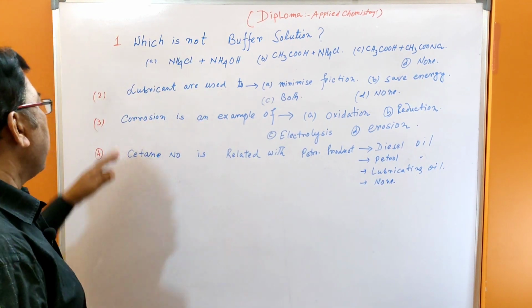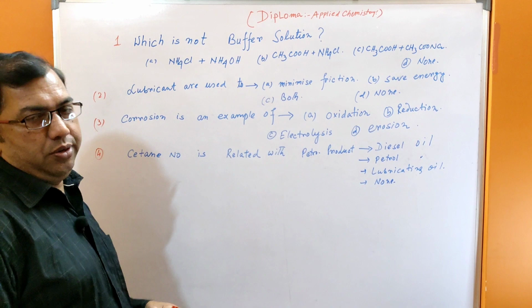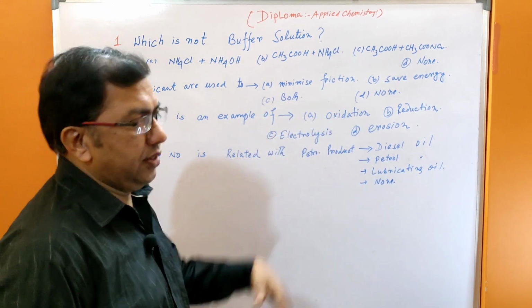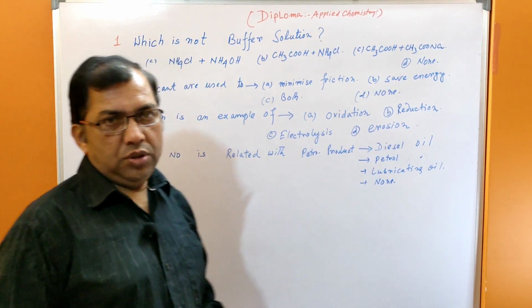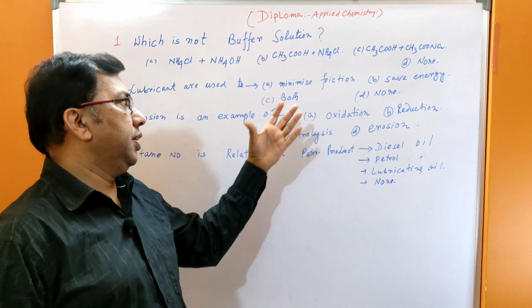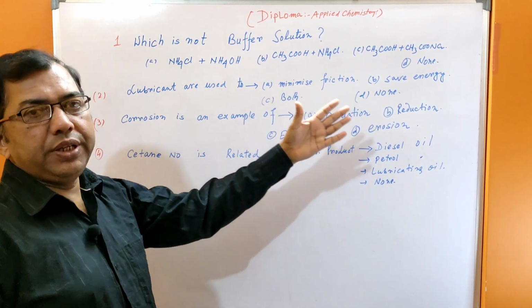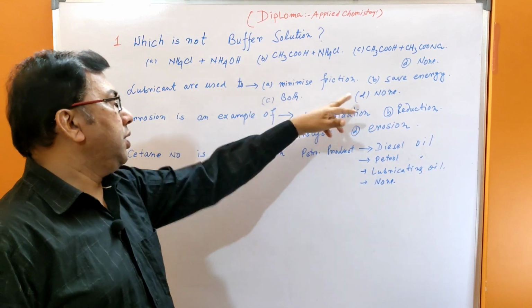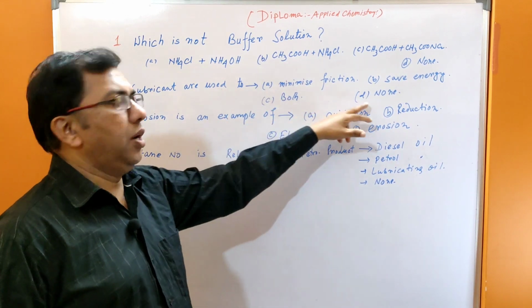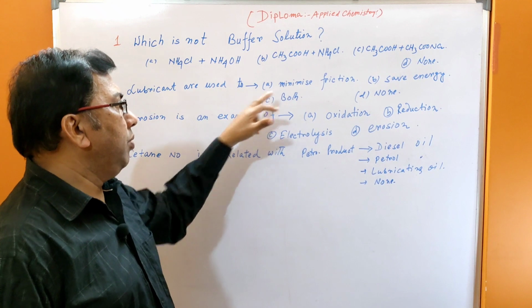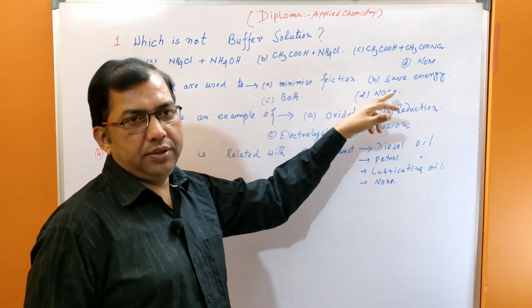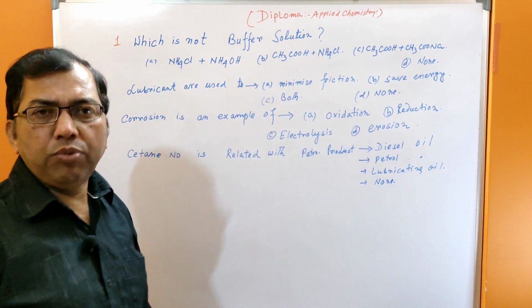Just MCQ questions. Lubricants are used to what? To minimize friction, to save energy, to resist friction. If so many points are there, the options may be this, that, both, and none. What will be the answer? Minimize friction and save energy. Both are there, correct. So the answer will be both.